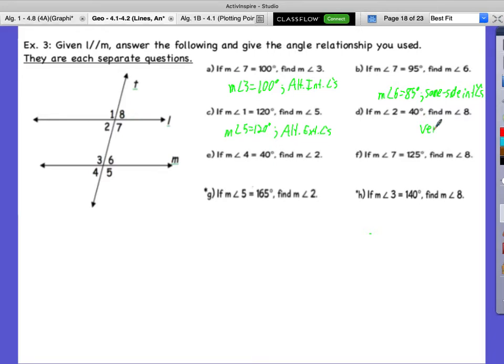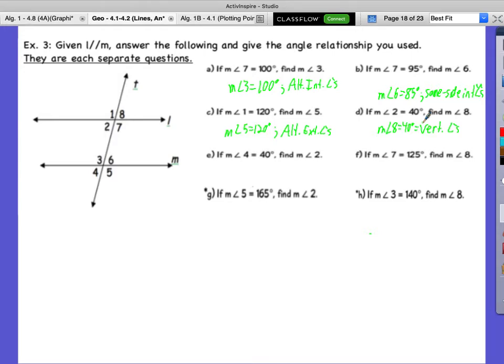Vertical angles. That's a throwback to previous chapters, okay? Measuring angle 8 is equal to what then? 40 degrees. Vertical angles are congruent regardless of whether those lines are parallel. Vertical angles are congruent. Okay?